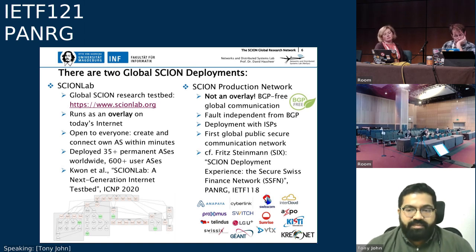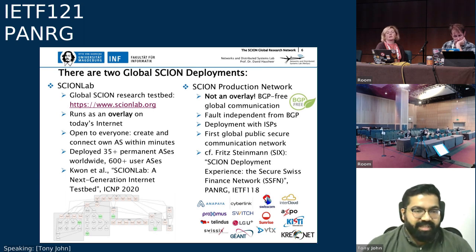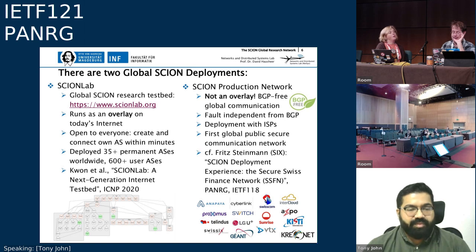On the other hand, we have the SCION production network. This is not an overlay. It runs natively, independent from BGP and therefore also fault independent from BGP. It is deployed in various international ISPs, and it is the first global public secure communication network. There was a presentation related to this by Fritz Steinmann from SIX in one of the previous PANRG meetings.